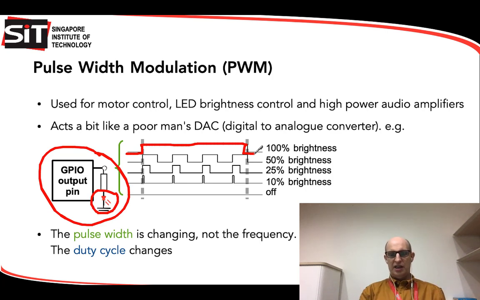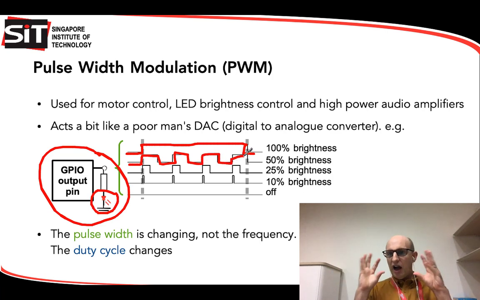That's as bright as it can get. But if we turn it on and then off rapidly, and by rapidly I mean so fast that the eye can't follow it, the eye can't see the flickering, what you'll see is that if you turn it on and off 50% of the time, a 50% duty cycle, then it will be 50% bright. If you turn it on for a quarter of the time and off for three quarters of the time, it'll be 25% bright. If you just blip it on, and it's only on for 10% of the time, it will be 10% brightness. Obviously, if you have the thing low all the time, it will be off.